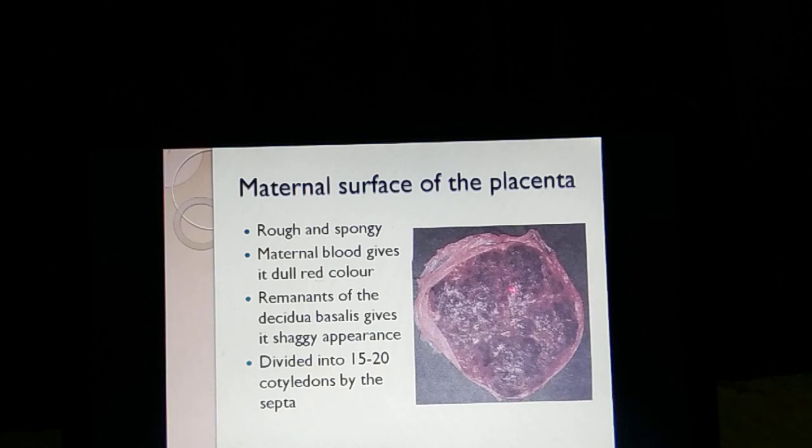This is the maternal side of the placenta. It is rough and spongy. The maternal blood gives it the dull red color. The remnants of the decidua basalis give it a shaggy appearance. And you can see it divided into 15 to 20 cotyledons by the septa.